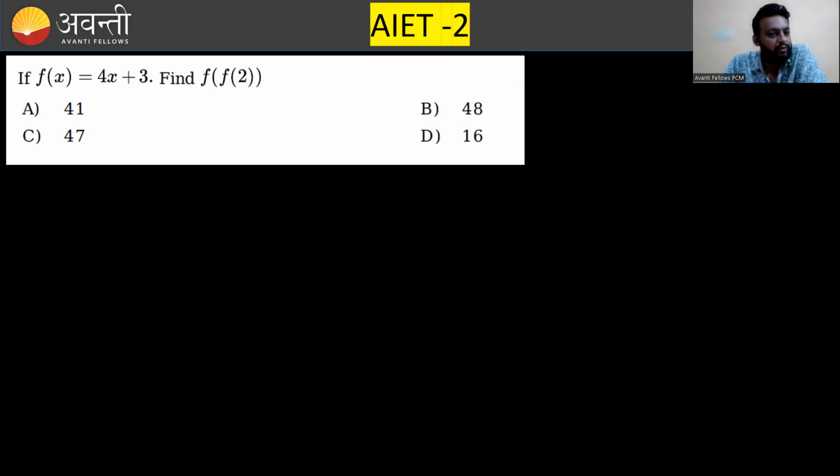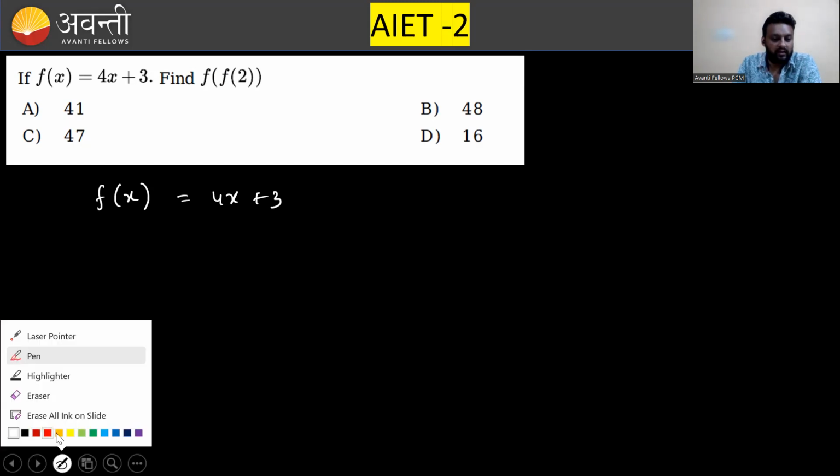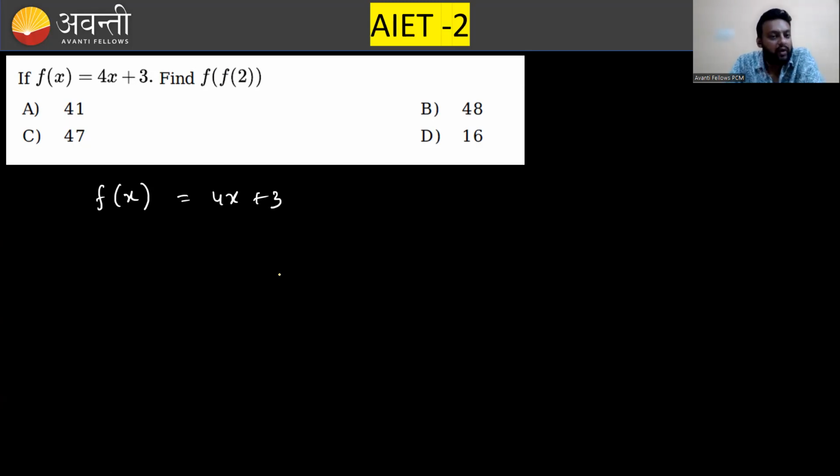Question says if f(x) equals 4x plus 3, that means there is a function of x which is 4x plus 3. Now you want to calculate f of 2. Now listen to me very carefully here. What is the meaning of f(x)? That means f is a function of x. If I want to calculate f(2), let's see. What will be f(2)? You will say just put 2 in place of x. So you will get 8 plus 3.